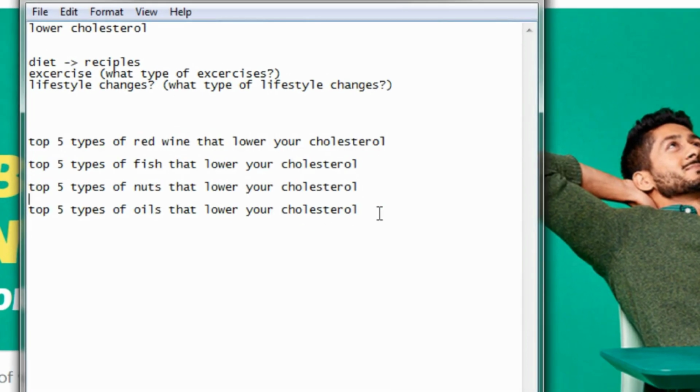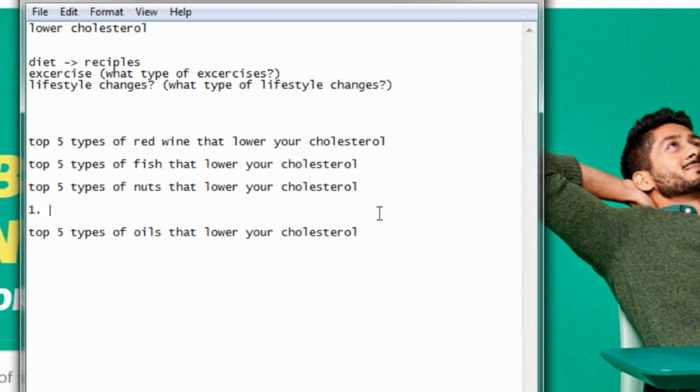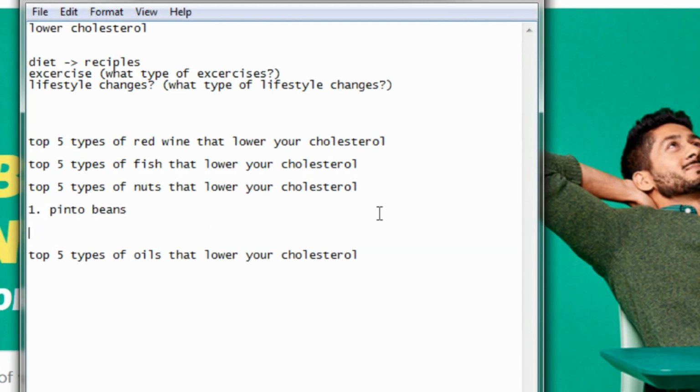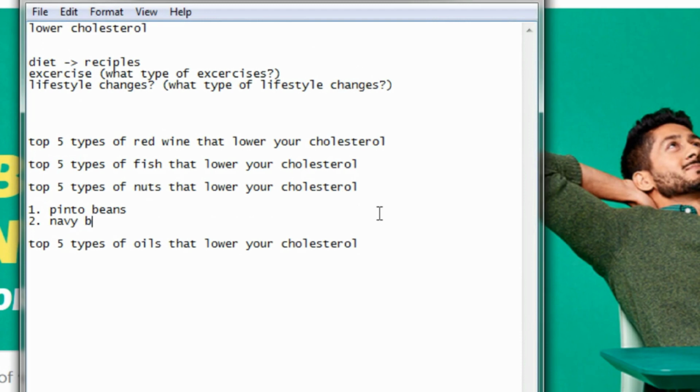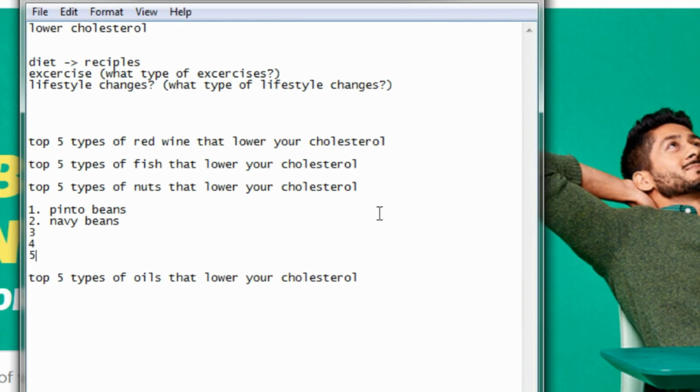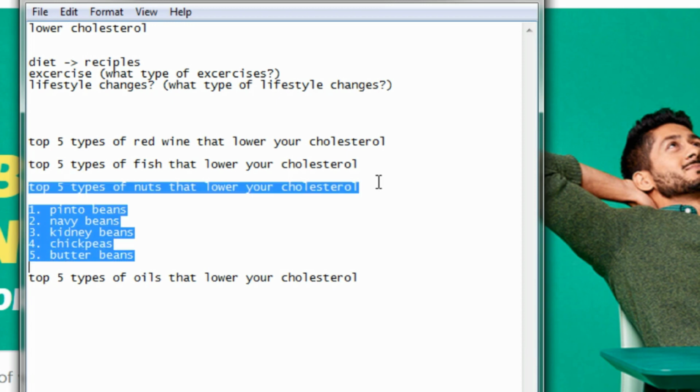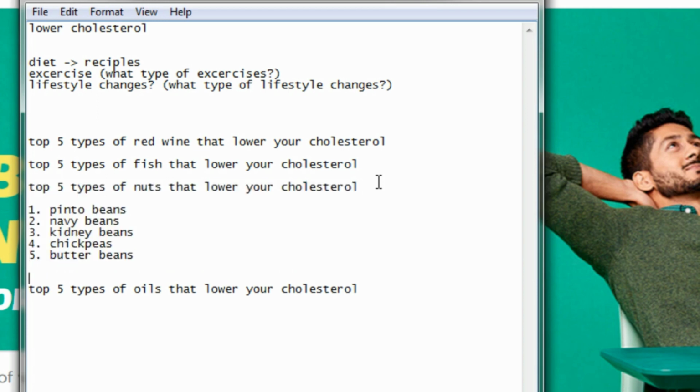So for example, going back to beans, we have number 1, pinto beans. Number 2, navy beans. Number 3, 4, 5. So all we need is 3 more, which we have: kidney beans, chickpeas, and butter beans. All you have to do is simply hand this to an article writer and say, hey, I want you to write an article on the top 5 types of beans that lower your cholesterol. And I want you to cover the what and the whys.